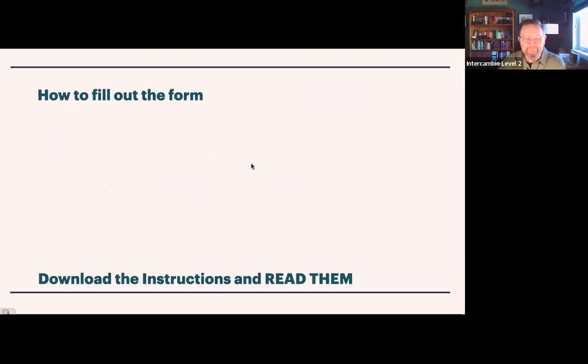How to fill out the form. First off, download the instructions and read them. The instructions can be downloaded for free, of course, right from the very front page of the website. The website is what's listed in the introduction to the handbook, www.uscis.gov/N400. That's in the introduction in your handbook. When you go there and you click on that, it takes you right there.